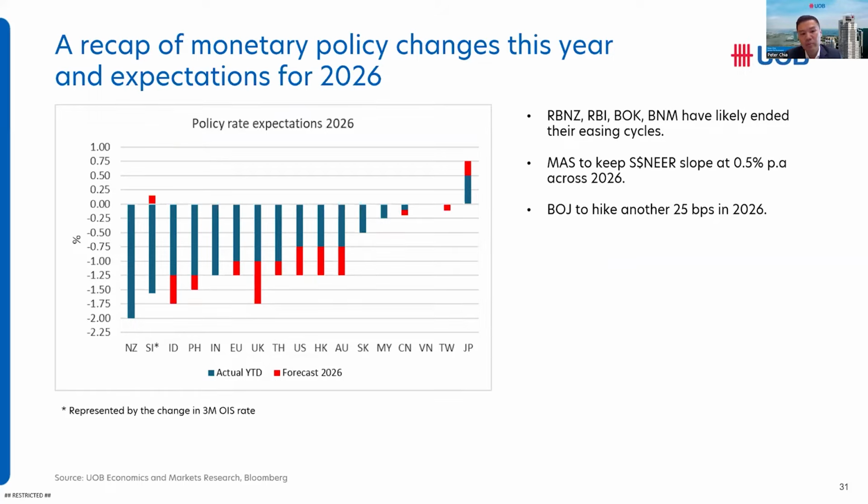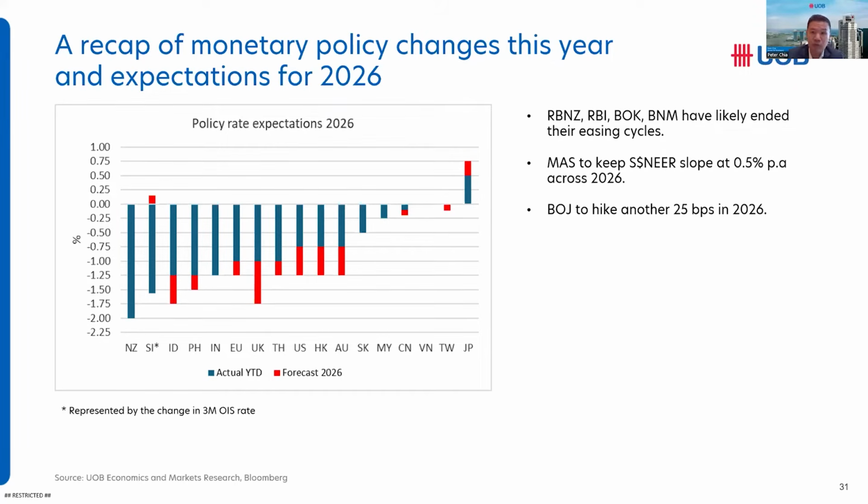So a recap of what to expect this year versus last year. If you focus on the blue bars, those are the easing that happened last year. A lot of central banks globally have eased interest rates. This year, if you focus on the red bars, still pointing lower for most of the countries in the world. But if you notice, the magnitude of easing this year will be lesser than last year. And the outlier, of course, will be Japan. Japan is the only one in the major economies that is still tightening. And this year, we are still expecting another 25 basis point rate hike for Japan.